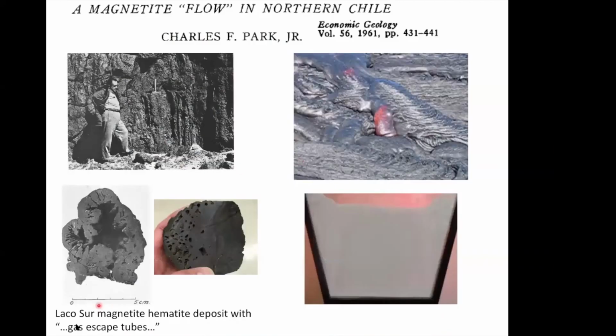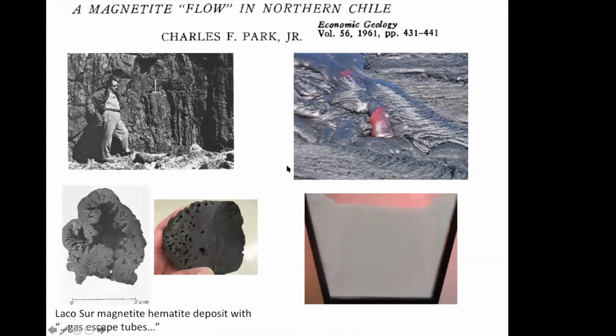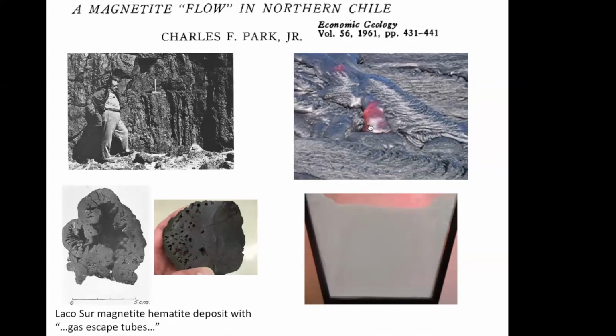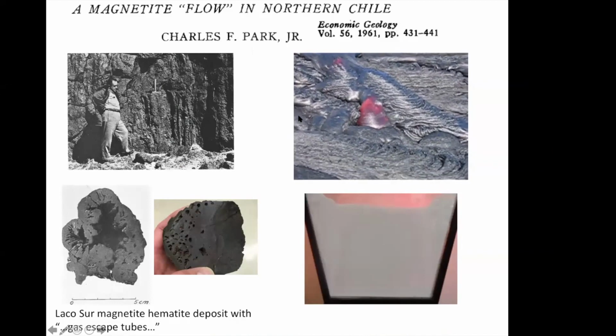So when Charles Park visited, he was a consultant for Bethlehem Steel Company in the late 1950s. Charles Park, who was not this guy, spent his career as an economic geologist at Stanford University. And he visited as a consultant for Bethlehem Steel. And when he saw the massive magnetite ore bodies, they apparently reminded him of basaltic lava flows like we see on Hawaii that I show a video of on the right.